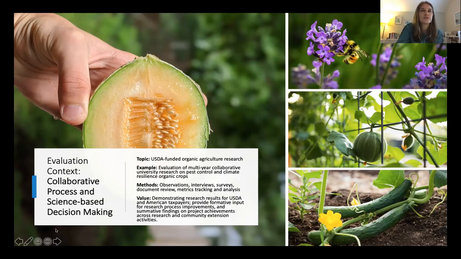So this reflects a project of mine that's actually current, which is helping to provide formative and then ultimately summative evaluation findings for this project, which involves 3 universities that are conducting a collaborative research effort looking at pest control in organic cucurbit crops. And cucurbits include cucumbers and melons and pumpkins and other yummy things.